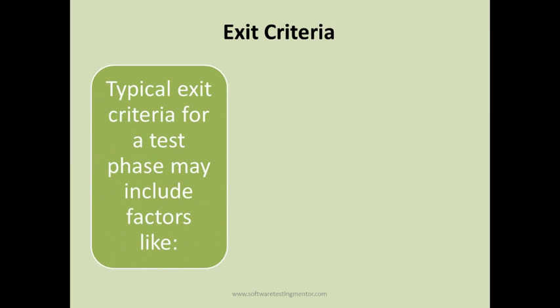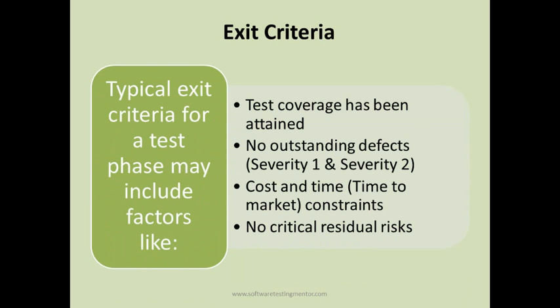Then what can be the exit criteria? Some examples. Typical exit criteria for a test phase may include factors like total coverage has been attained. For example, if you're in the unit testing phase and the exit criteria says the statement coverage for the unit testing phase should be more than 95%, then you check whether that criteria has been achieved by the unit testing done by developers. If that is achieved, then they'll exit. If that is not achieved, then they'll add more test cases to achieve the coverage level mentioned in the exit criteria. Then there are no outstanding defects, so there should be no outstanding severity 1 and severity 2 defects in the build. All the defects should be fixed and retested by the test team.